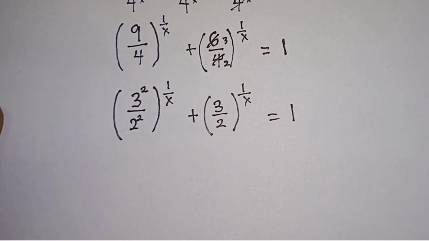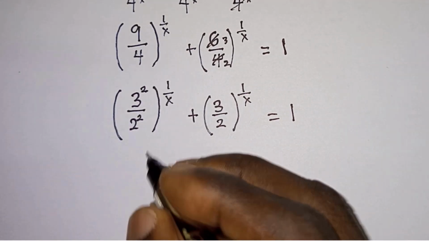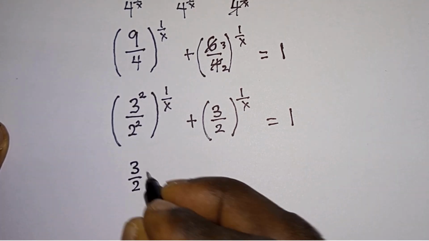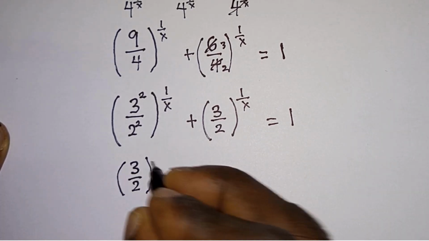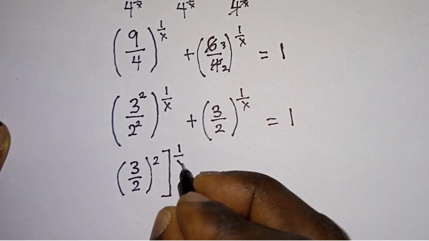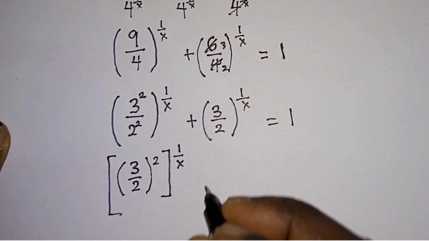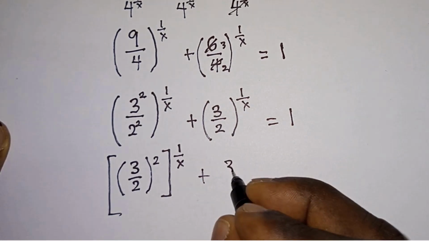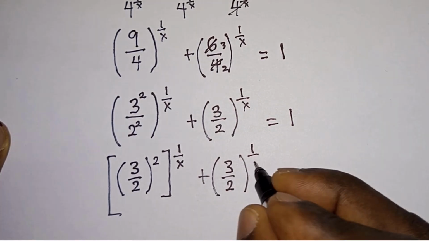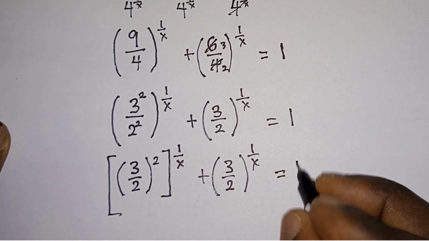Now we see that inside this parenthesis we have the same powers. So we can write it as 3 divided by 2 all to the power 2, then all to the power 1 divided by x plus this one we have 3 divided by 2 all to the power 1 divided by x is equal to 1.